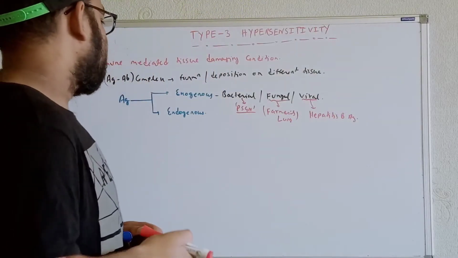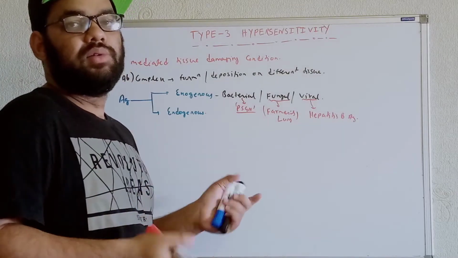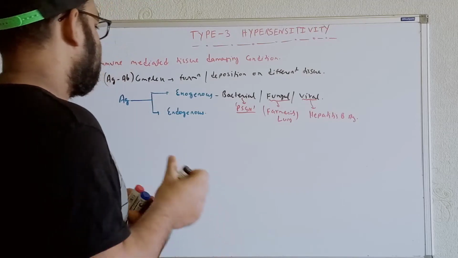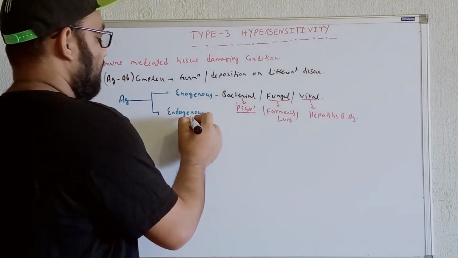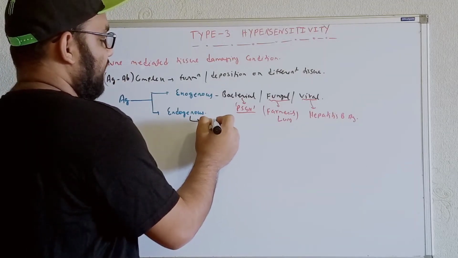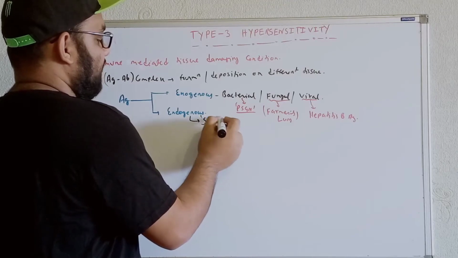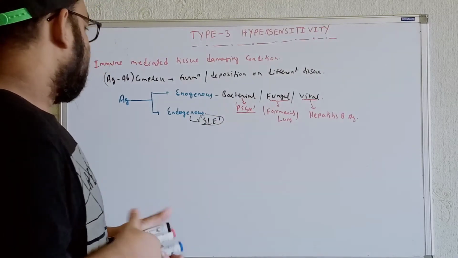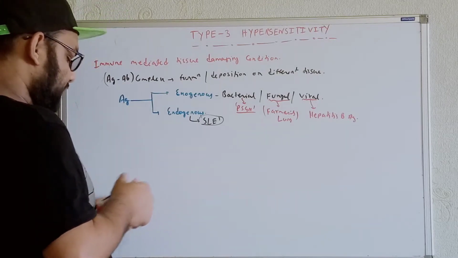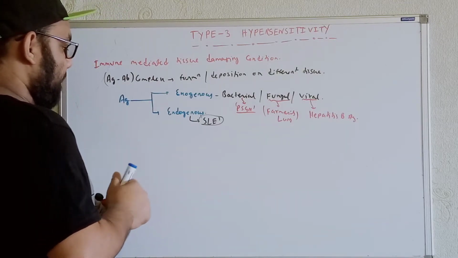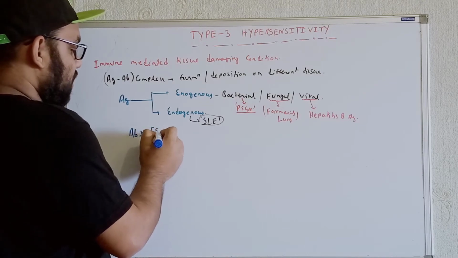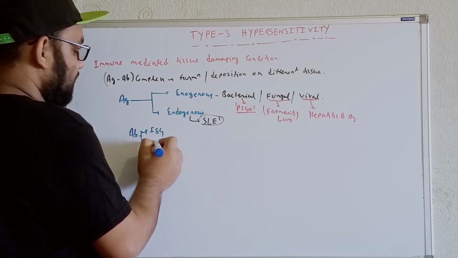For endogenous antigens, I will explain in a separate video in detail about SLE. Whenever we talk about SLE, I'll explain once again that the antigens responsible for causing SLE are endogenous antigens. And what about the antibodies? Basically, two types of antibodies we can get: IgG or IgM.